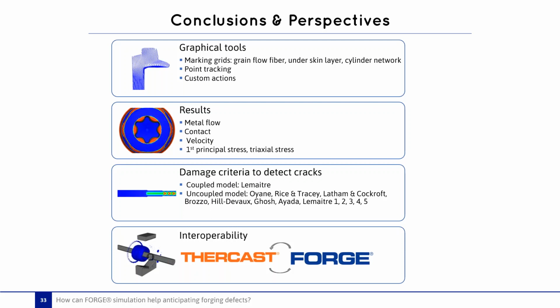To check the crack evolution, the first principal stress and the triaxiality stress are available. Forge incorporates several damage criteria. Some of them are coupled with the rheology, such as the Lemaitre, and others are uncoupled. We have several: Oyane, Rice-Tracey, Latham-Cockcroft, Brozzo, and much more. Interoperability between Thercast and Forge allows to follow the evolution of the porosity and the carbon concentration through the forging simulation.